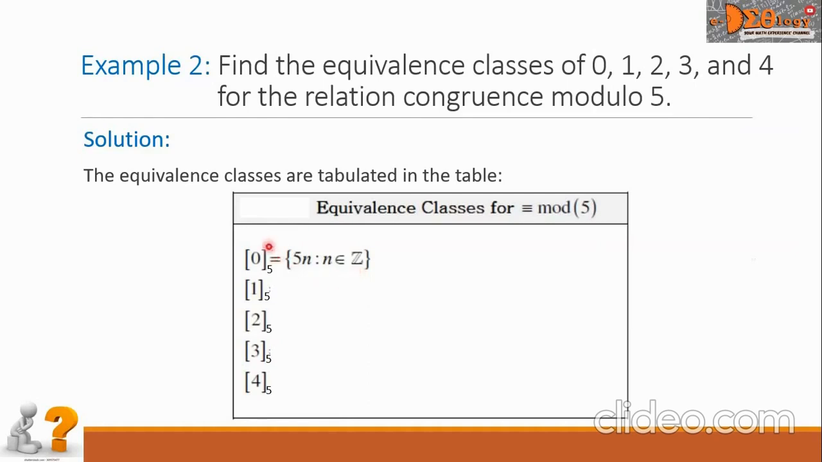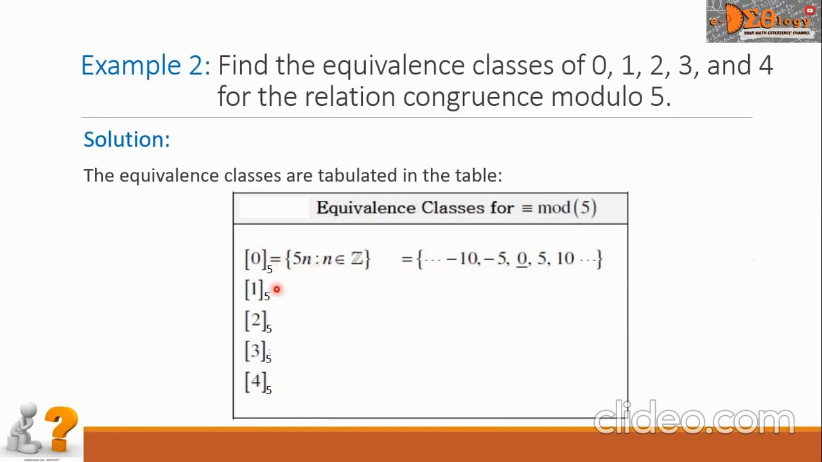So the elements of this equivalence class are starting with 0, going to the right. So 0 plus 5 is 5. 5 plus 5 is 10, and so on. On the left side, 0 minus 5 is negative 5. Negative 5 minus 5 is negative 10, and so on.